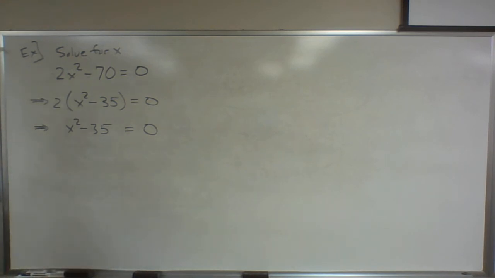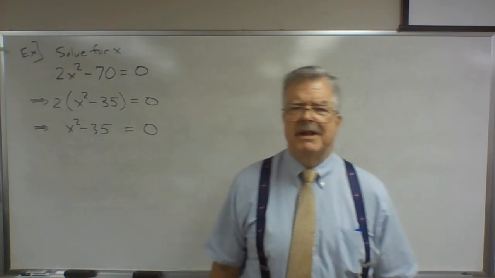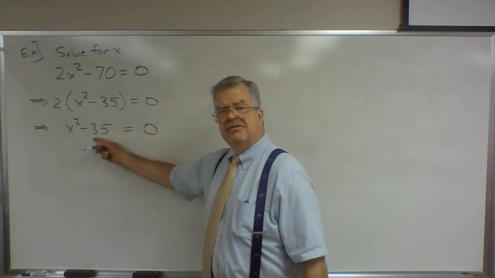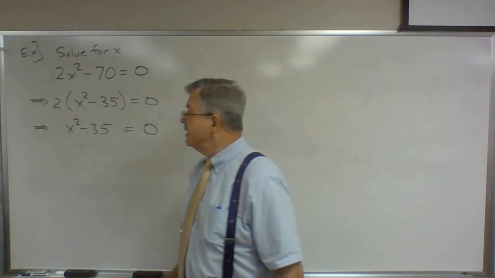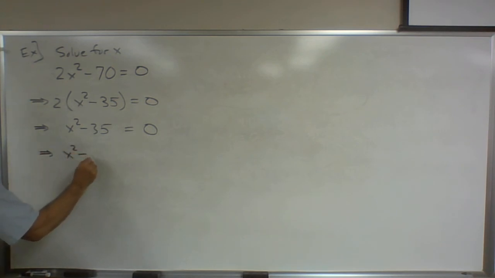Well, what do we do now? This isn't the difference of squares, so I can't do it the way I did last time. Or can I? Maybe this is the difference of squares. It's just that 35 isn't what we call a perfect square. But can I rewrite this equation as x squared minus the square root of 35 squared? Can I do that?